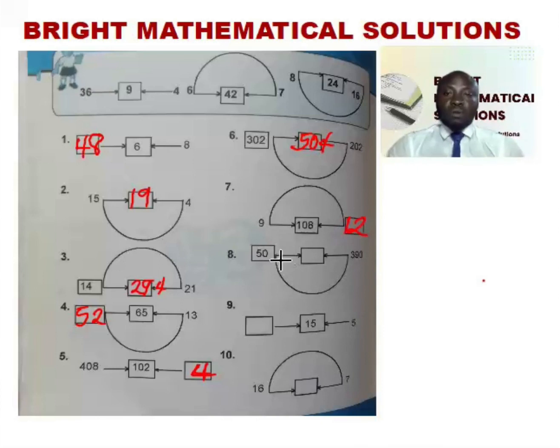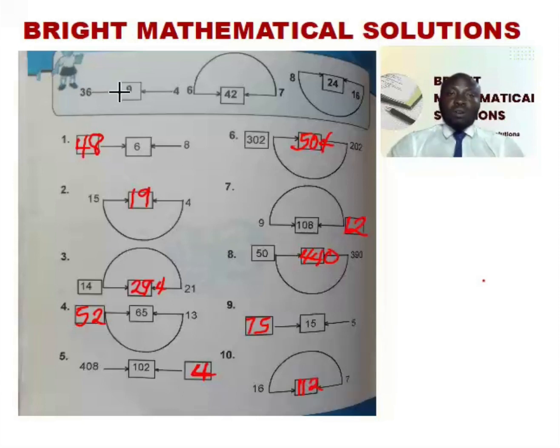Since this is downward sloping, the operation here is addition, and that is 50 plus 390. So this gives us 440. So question number 9, we have the linear, which is multiplication. That will now be 15 multiplied by 5. So this gives us 75. So to the last question here on this board, we have 16 and 7, and the operation here is multiplication. 16 multiplied by 7, that is 112.